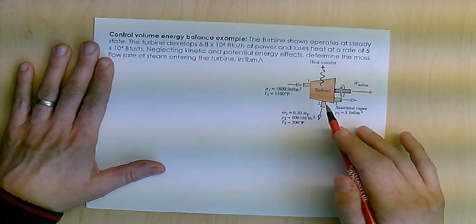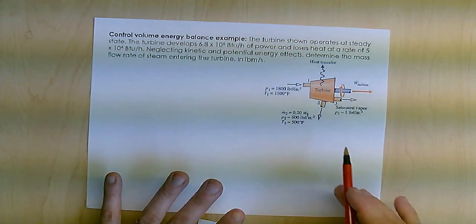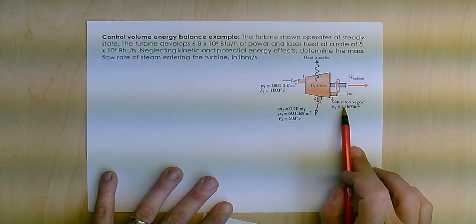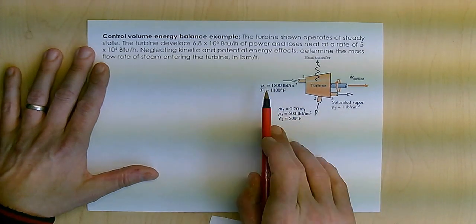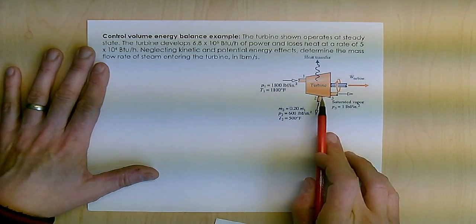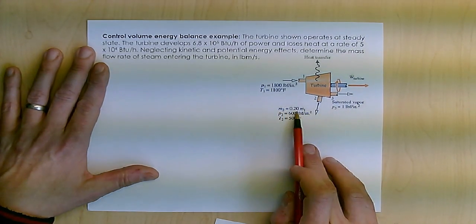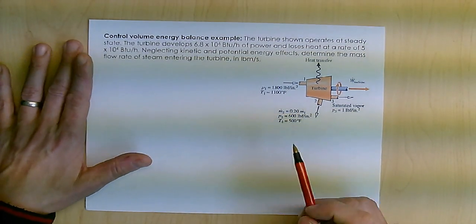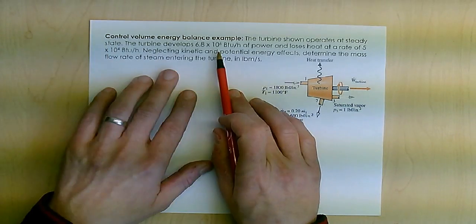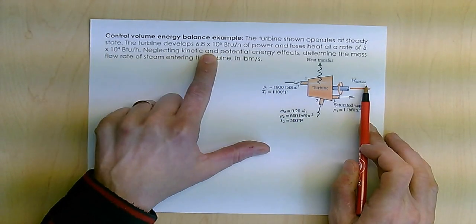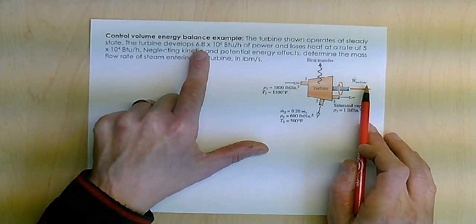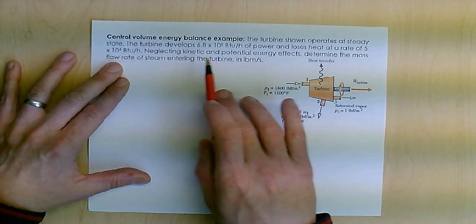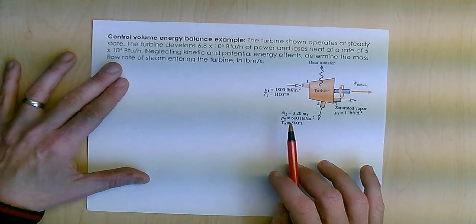Okay, so I've got a turbine here that has one inlet, two outlets with the properties shown. I got some pressure, temperature data, saturation over here. Notice that the outlet of 2 is 20% of what's coming in at 1. I also have power created of 6.8 times 10 to the 6 BTUs per hour, and I'm losing heat at 5 times 10 to the 4th BTUs per hour.